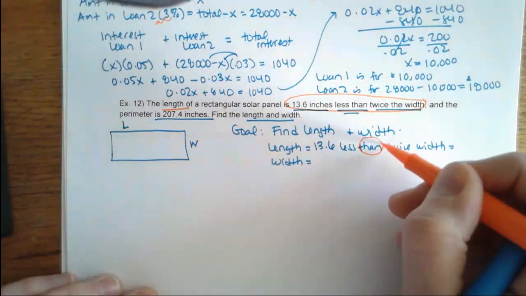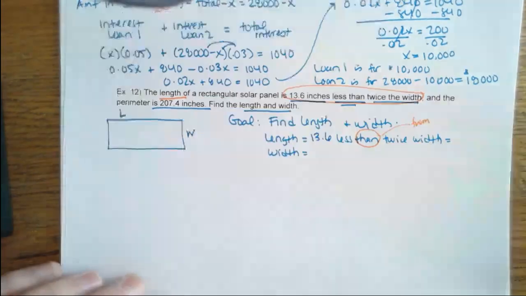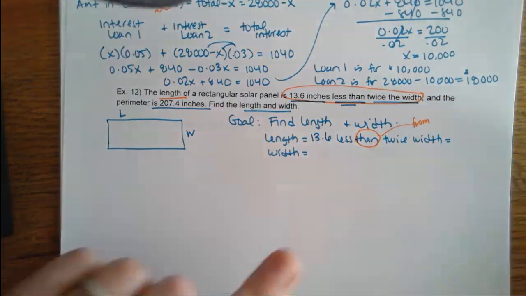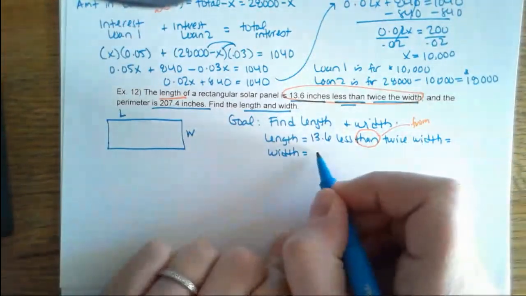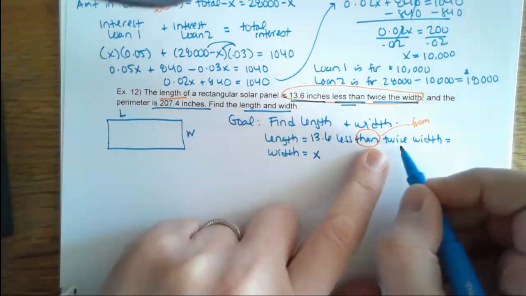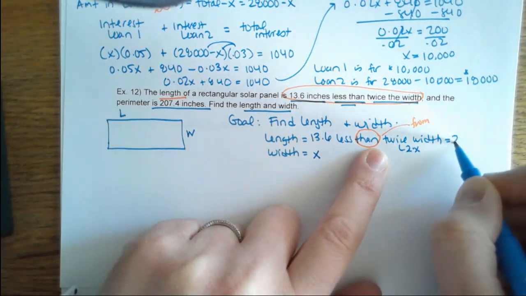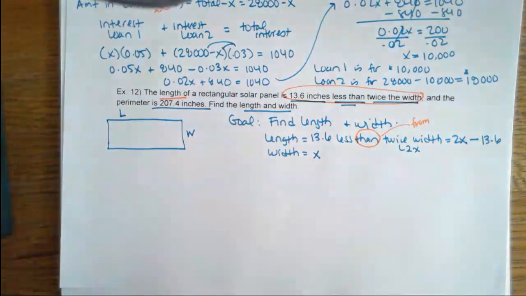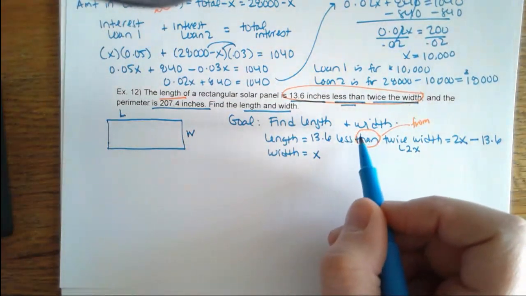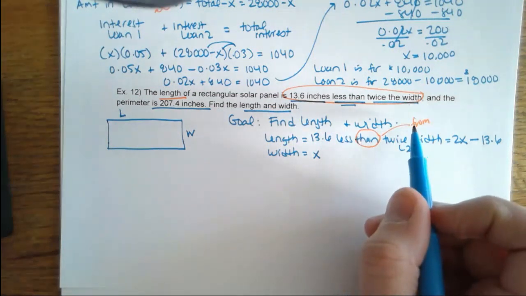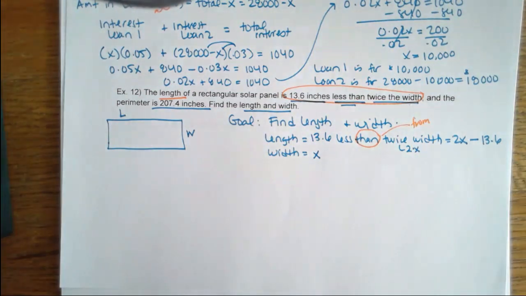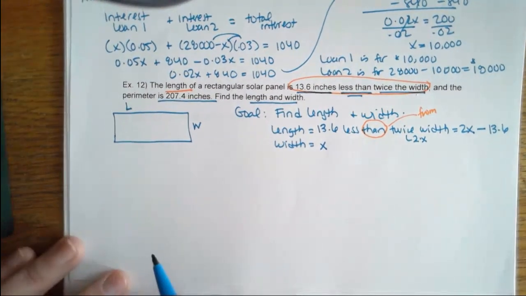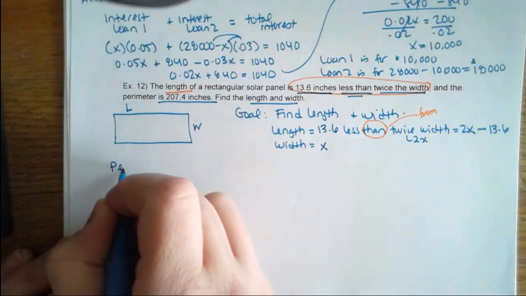This word than, also the word from, in case you ever see something like subtracted from, for instance, reverse the order. So we actually start with twice the width first. So let's call width x. Twice the width, twice means to times by 2, so this is going to be 2x. Less means minus, and then 13.6. So for subtraction problems, be really careful of the word than and also the word from. They're going to switch that order on you, and it can affect your answer. So this should be written 2x minus 13.6. Now the other thing is that you have the perimeter.